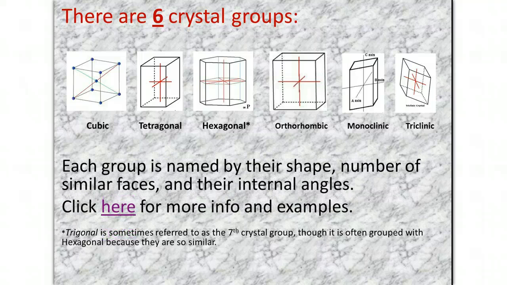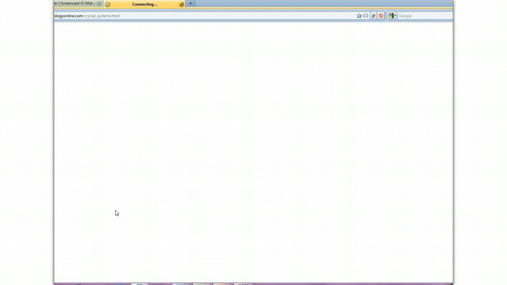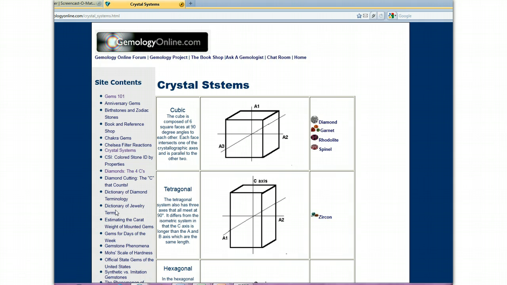Now, geologists look at these and decide if a mineral has these crystal shapes by looking at not only the shape that they have, but the number of faces or sides that are similar, and what their internal angles look like. So here's an example. They give a little bit more explanation if you're interested as to what differentiates one crystal from another.